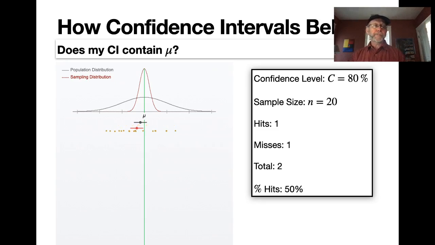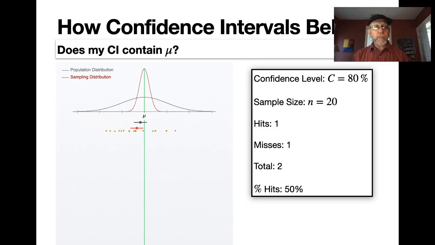So here we go. You can see this second confidence interval down below the first one. It's colored red now because it does not actually contain mu. Notice it has the same margin of error as the first confidence interval, but this time the X bar was just a little too far out in the tails for the confidence interval to actually contain mu at an 80% confidence level. So now we've got two confidence intervals in total, one hit, one miss, and our hit rate, the percentage of hits we've got, is 50%.